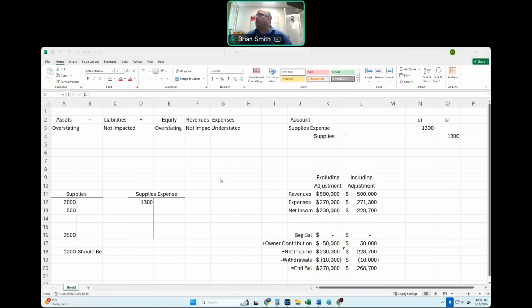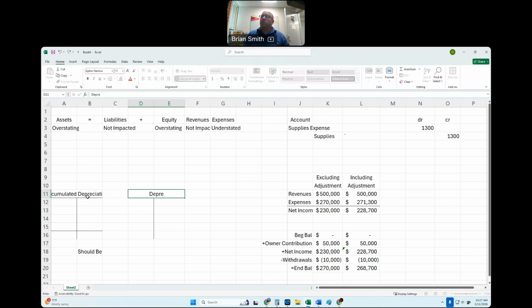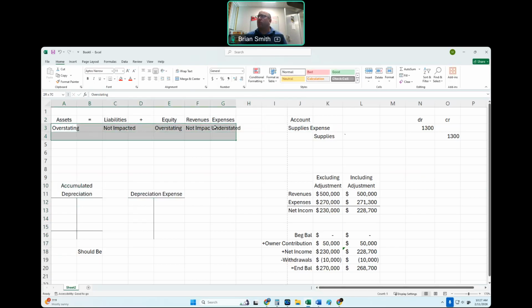All right, so let's change this up and do depreciation. Okay, so accumulated depreciation, I need to merge this, wrap it there. Accumulated depreciation is a contra asset account, right? So this is going to be a little different how this is going.